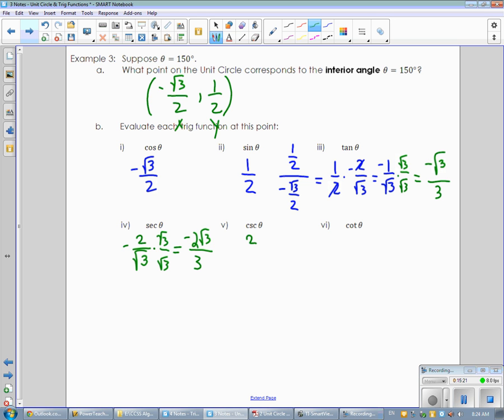And the cotangent is going to be what I get when I flip the tangent. Well, I'm going to go back to what I had originally for my tangent, and it's going to be the square root of 3 over -1. Now, it doesn't matter where the negative is. This is the same thing as negative square root of 3 over 1. Since I'm dividing by 1, my final answer is simply negative square root of 3.